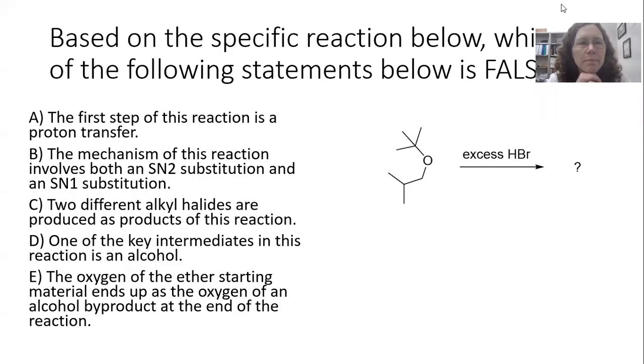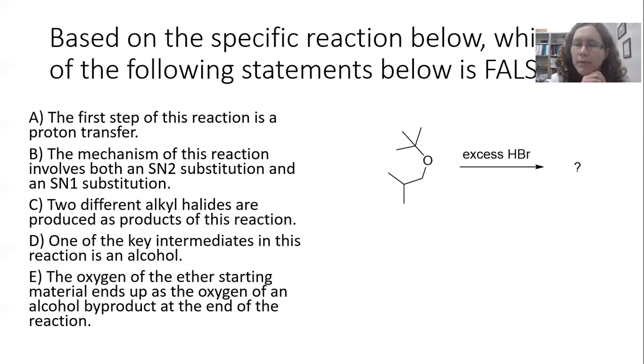This question asks, based on the specific reaction below, which of the following statements below is false? So we basically have a true-false question, but it's very centered on the mechanism of the reaction. If you look at some of our answer choices by previewing them a bit, the first one says the first step is a proton transfer, or one of the key intermediates is an alcohol. So we really have to think about the mechanism of this reaction in order to answer our true-false question.